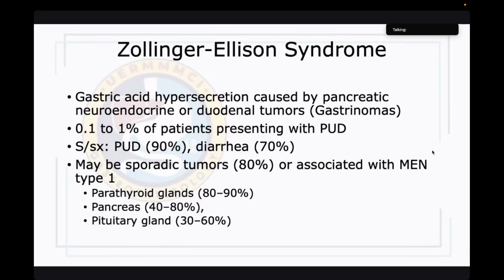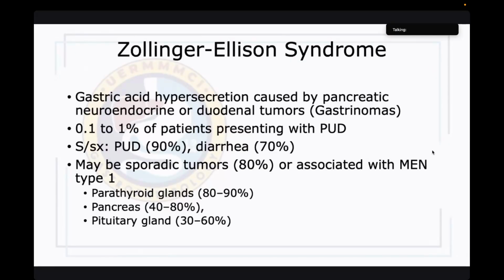So when ulcers occur in atypical sites, especially if they're refractory to treatment, or they occur in the absence of the usual culprits like H. pylori or NSAIDs, maybe we should consider the possibility of ZES.